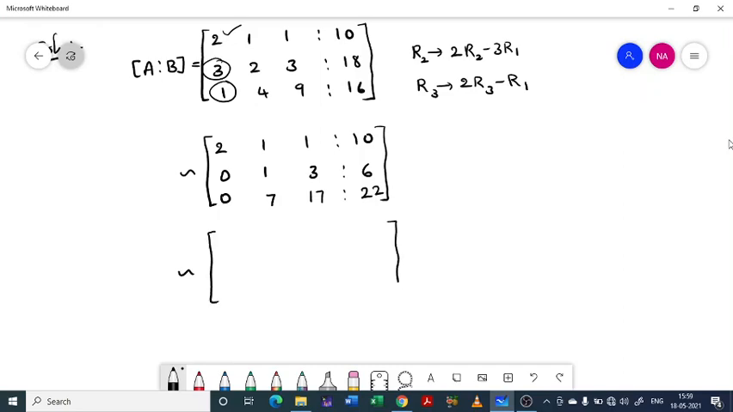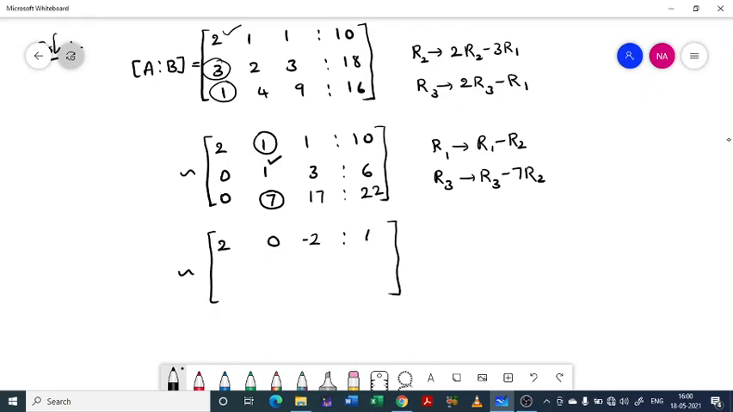Then we need to write one more set of operations, right? Now fixing this, okay, I am doing some mistake. Fixing this, I have to make these two entries 0, right? R1 changes to R1 minus R2, R3 changes to R3 minus 7R2. Okay, then first row, as we are applying operation, right? 2 minus 0 get 2, 1 minus 1 is 0, 1 minus 3 get minus 2, and 10 minus 6 is 4.